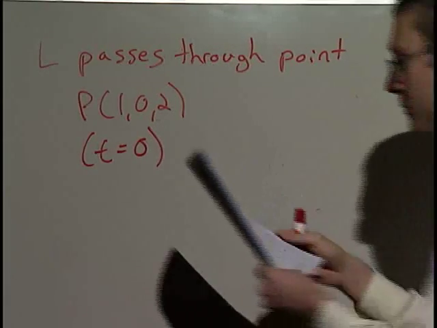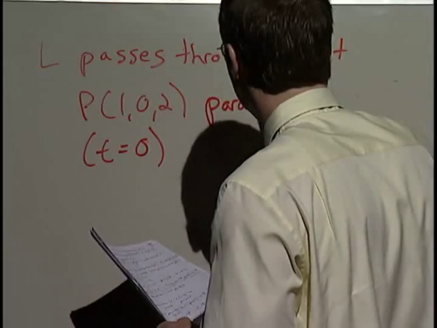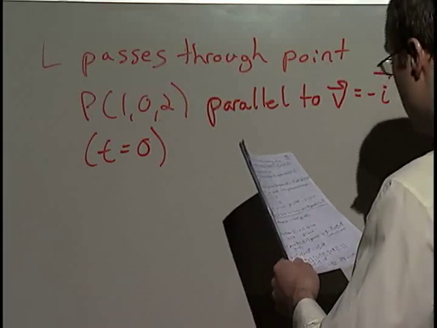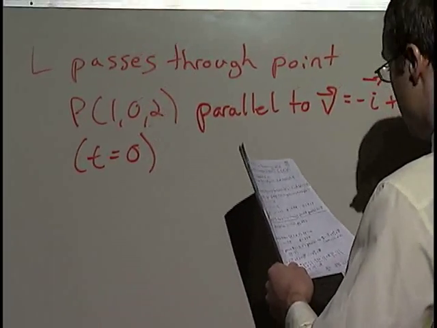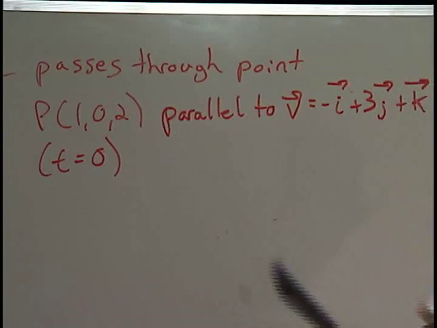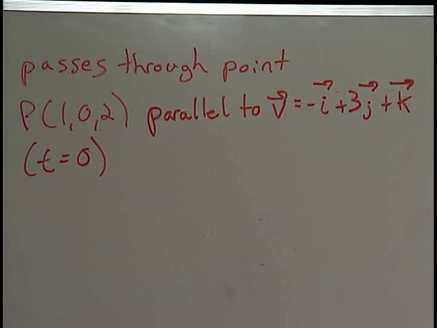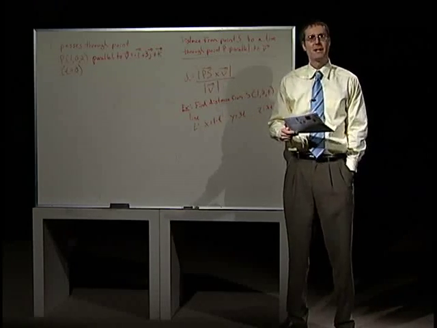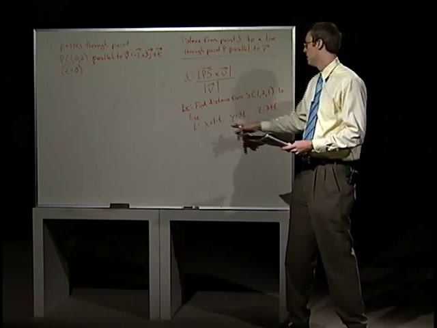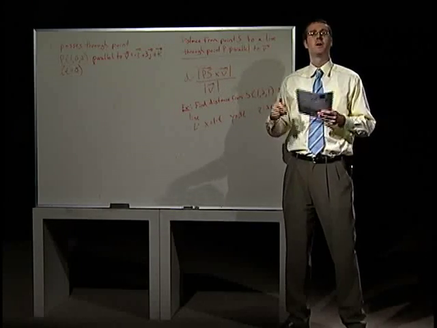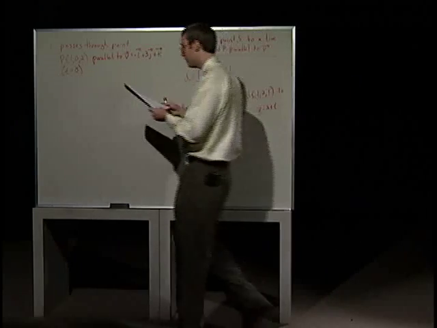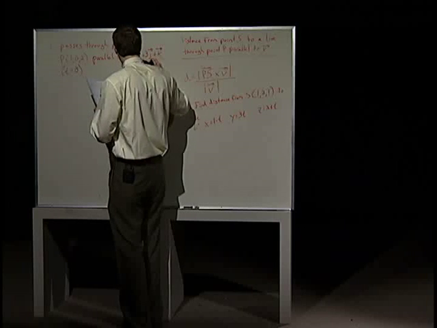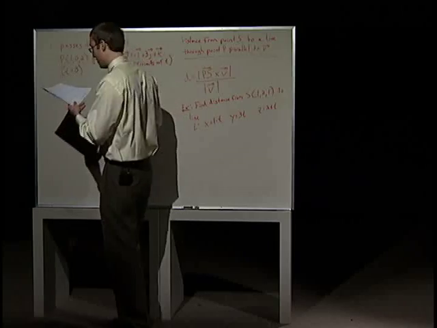That's easy enough. Okay? And it's parallel to which vector? Well, the vector is -i + 3j + k. And remember, the coefficients of t in these parametric equations down here are the components of vector v. So -1 here, 3 here, +1 here, they're the components of our vector v. All right? So now we have that. This is just the coefficients of t. That wasn't too terrible.